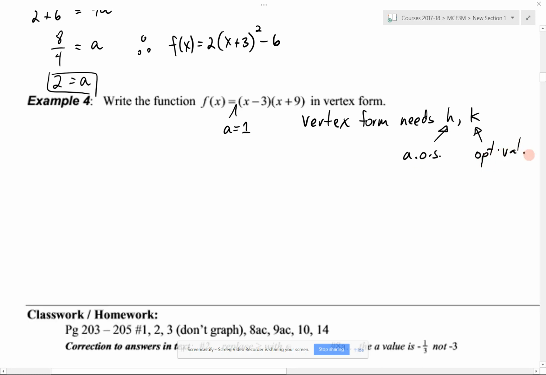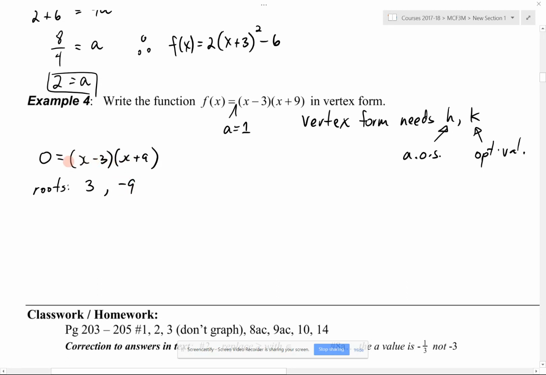So I can use the factored form to help me find my axis of symmetry. So remember that if we want to find our roots, we set our function equal to 0. Okay, so we have 0 equals x minus 3 and x plus 9. And so from this I can say my roots are positive 3 and negative 9, because these are the two values of x that will give me 0.